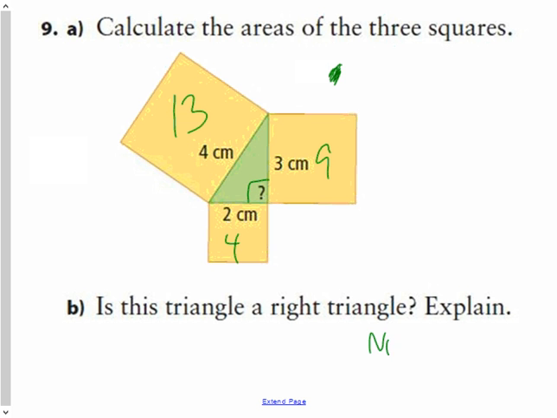Is it a right triangle? No, it looks like it is. But because this distance is 4 and it's supposed to be roughly 3.6, it's close. It's probably like 88 degrees or maybe 93 degrees or something like that. But we know definitively that it's not a right triangle because those two areas don't add up to be the area of the third one. This area here is actually 16, not 13.